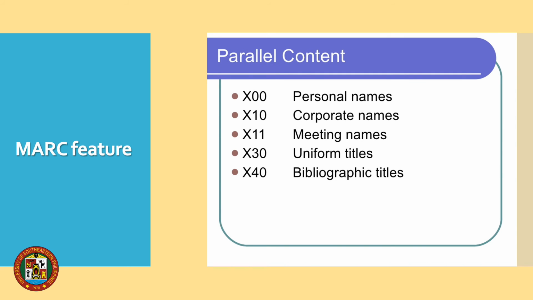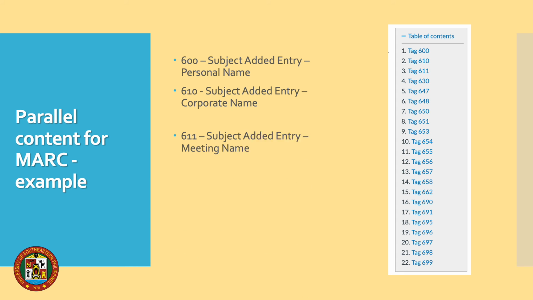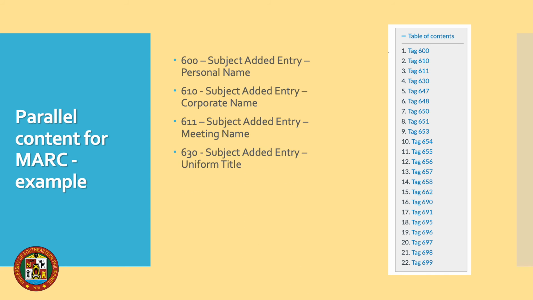MARC tags have a feature called parallel content. For example, X00 are for personal names, X10 for corporate names, X11 for meeting names, X30 for uniform titles, and X40 for bibliographic titles. Let's take tag 600 as an example in parallel content. 600 for subject added entry personal name, 610 for subject added entry corporate name, 611 for subject added entry meeting name, 630 for subject added entry uniform title, and for 640 apparently there's none.